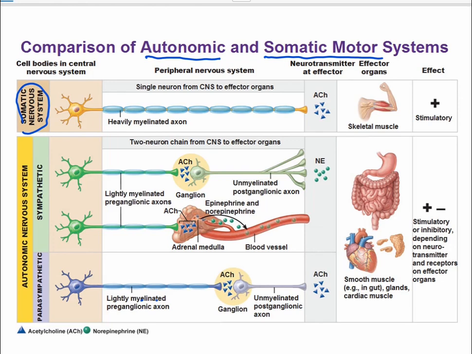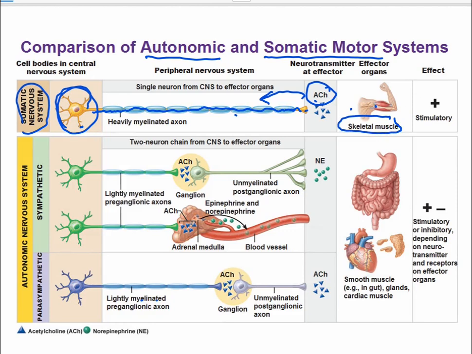So you could see the first difference is that the body of the neuron is in the central nervous system, while the axon is coming out, which is myelinated, and it's reaching to the muscle where it's going to release acetylcholine, which means this neuron is cholinergic, releasing acetylcholine. And it's going to make a neuromuscular junction and stimulate the muscle.